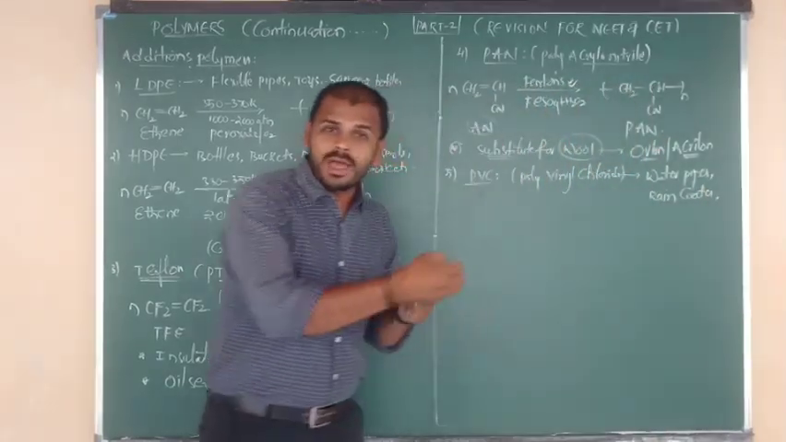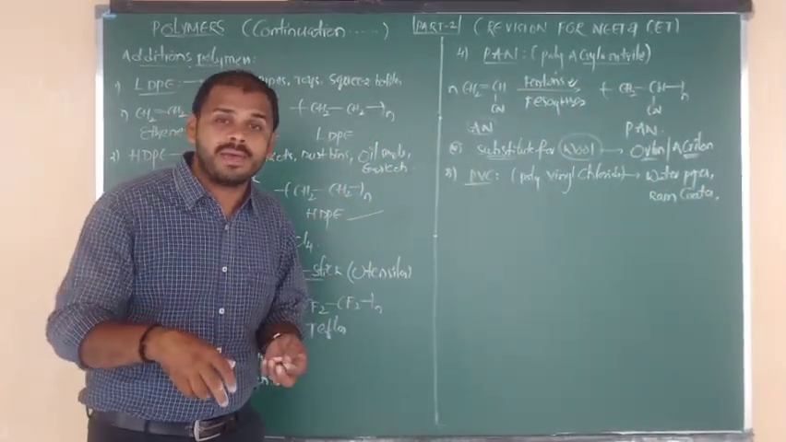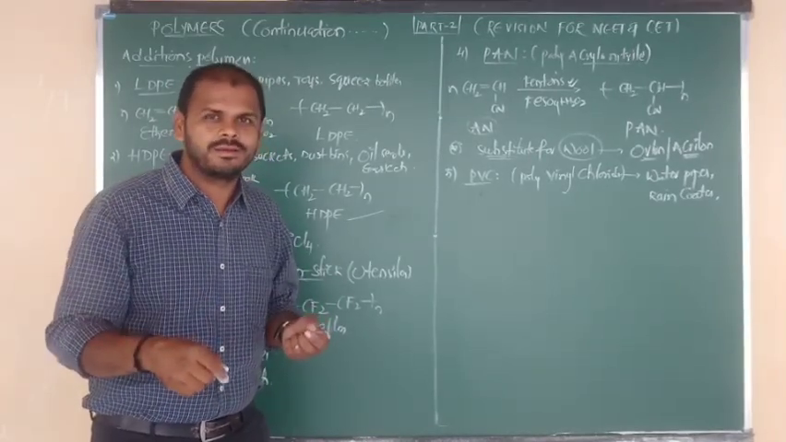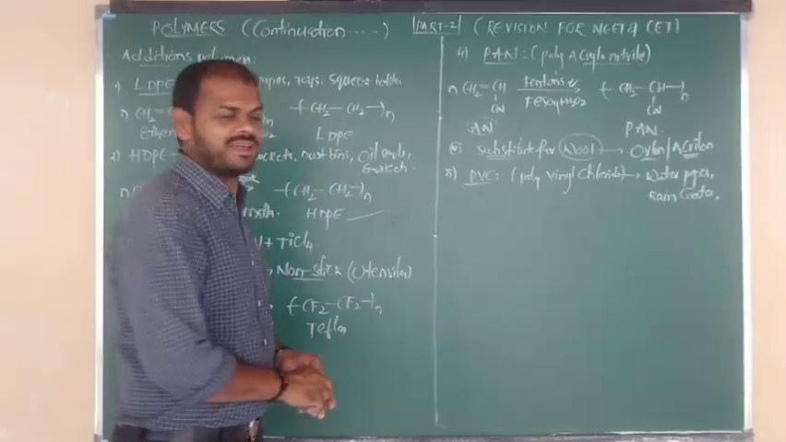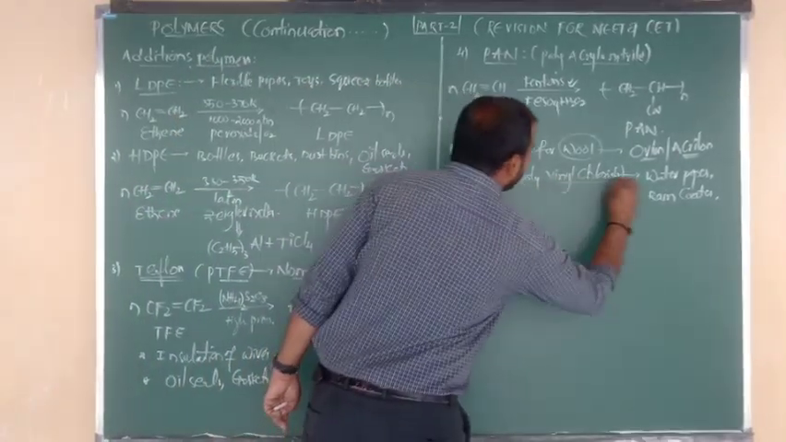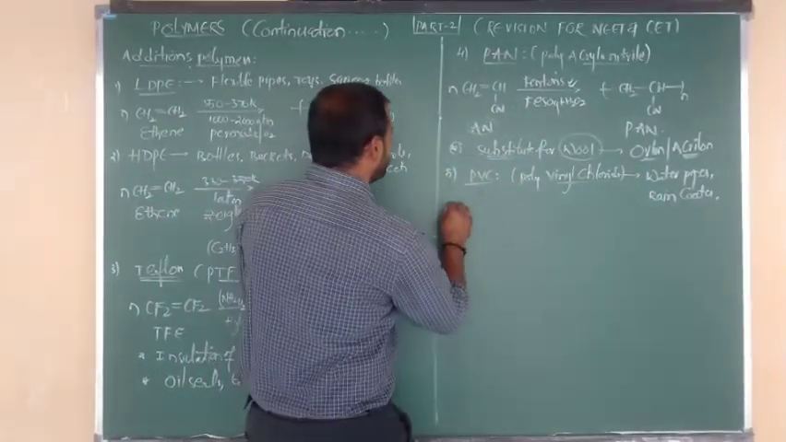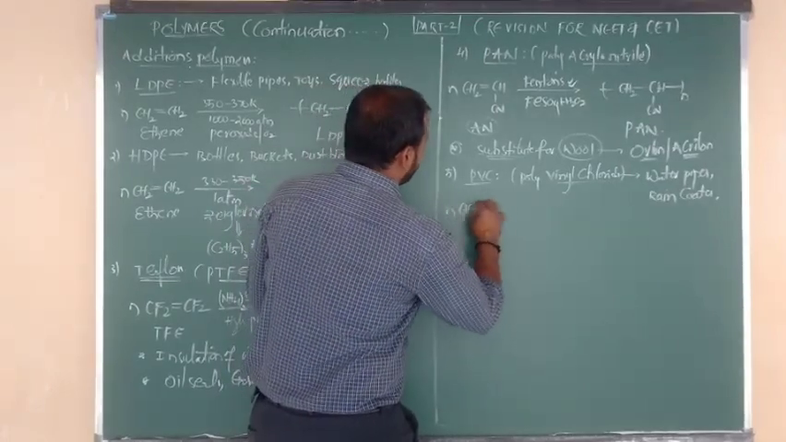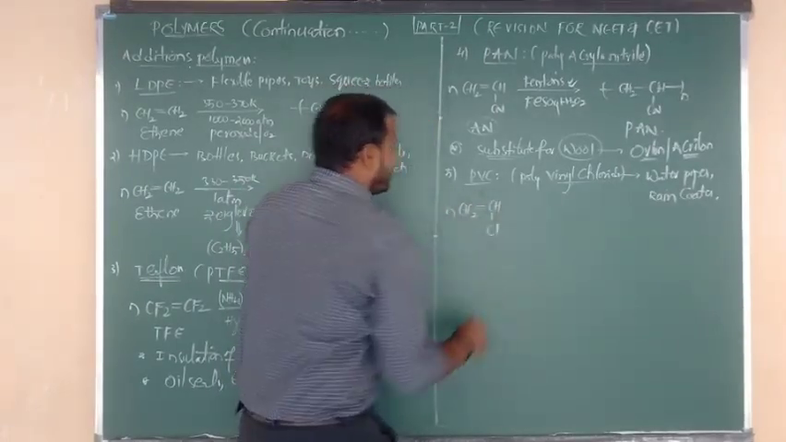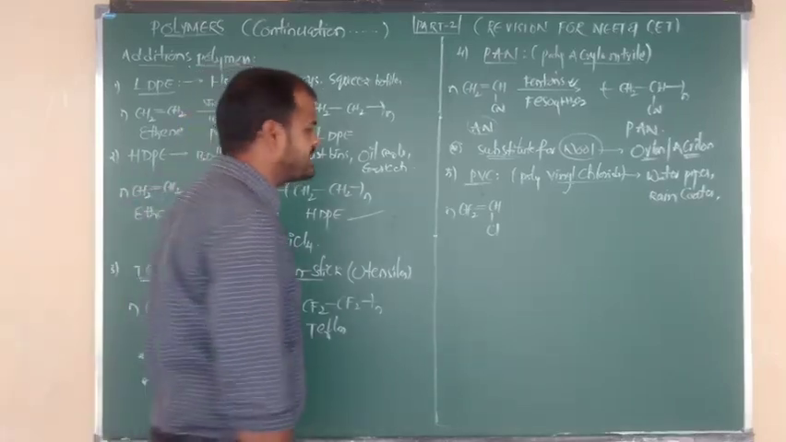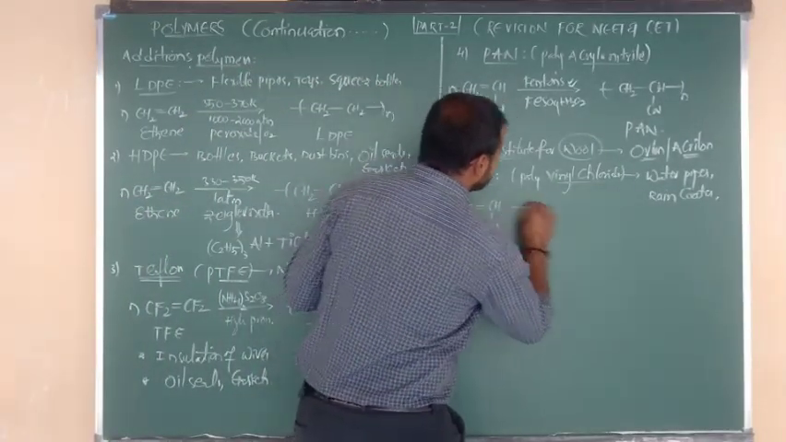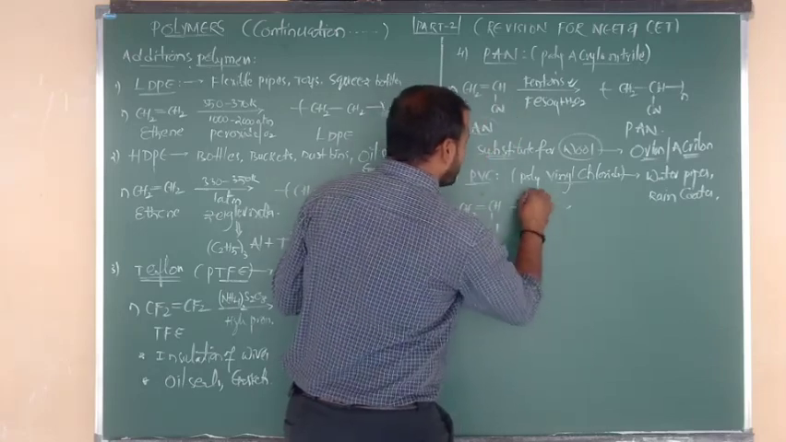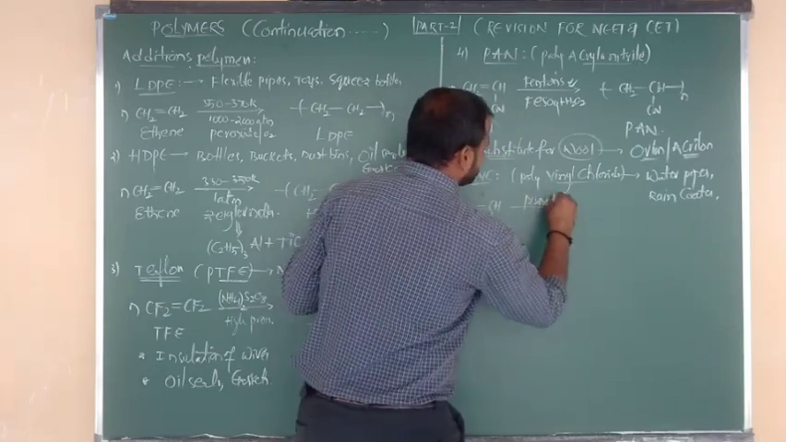Okay, so water pipes and raincoats and handbags and also tablecloths and insulation purposes, what can we also use? PVC, we can use. Good. So what is the monomer in PVC? VC, that means vinyl chloride. Yes, n moles of vinyl chloride have to be taken. N moles of vinyl chloride, CH2 double bond, C connected to Cl. N moles of vinyl chloride undergo addition polymerization in presence of peroxides.